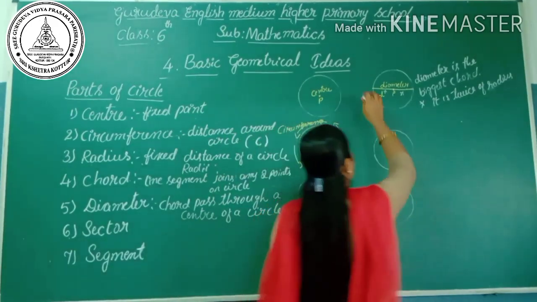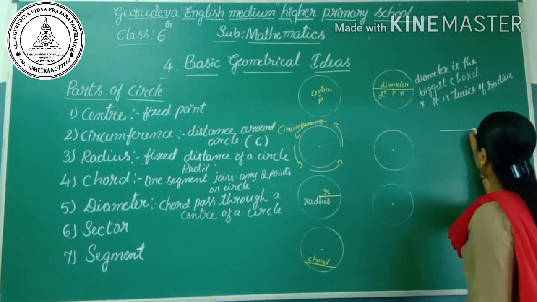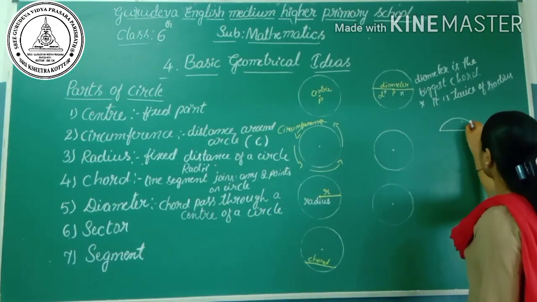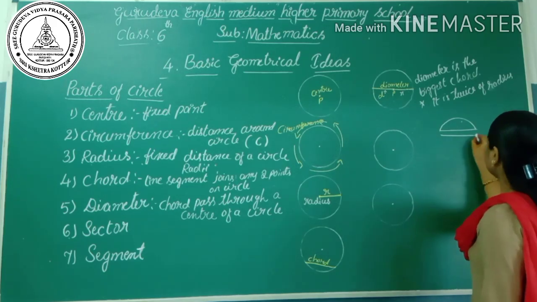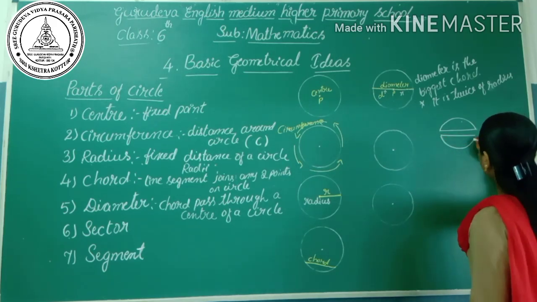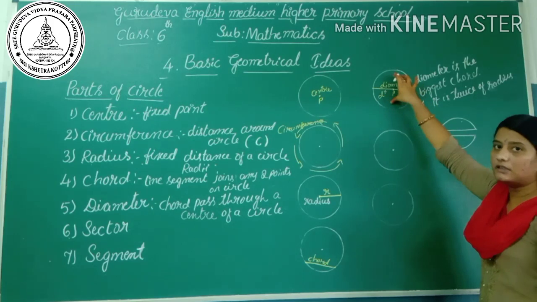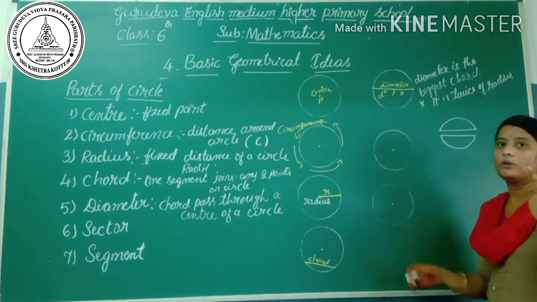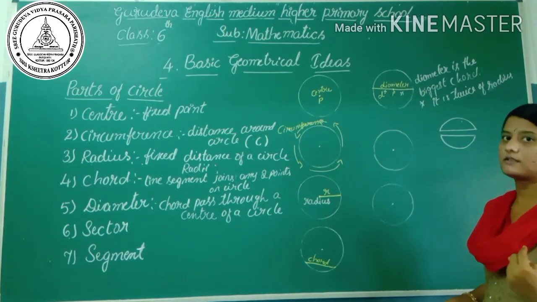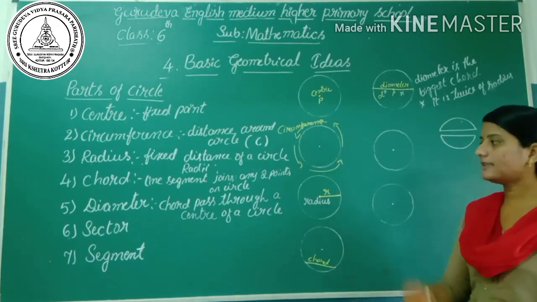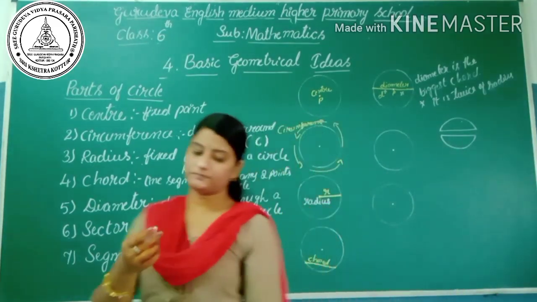The diameter divides the circle into two semicircles, right? Yes. Then the next one is sector.